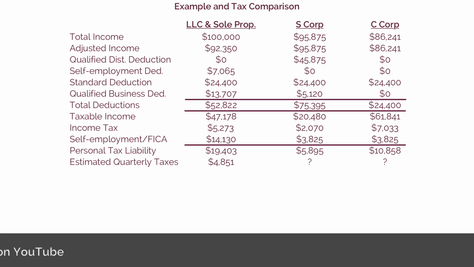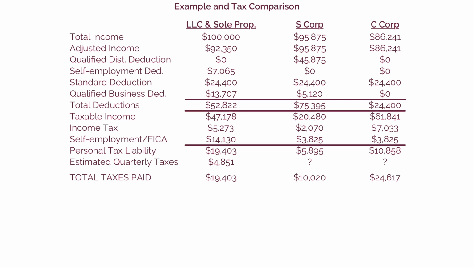So the total taxes paid is what we want to look at here. This is both what you paid on your personal income tax return, and if you're the C Corp, what you paid, that 21%. So total taxes paid, again, for the LLCs and sole proprietors, is going to be the same, $19,403. The S corporation is $10,020. Remember, we had some payroll taxes due earlier, and no income tax, whereas the C corporation has both. You have your personal tax liability plus your payroll taxes of the corporation plus the income taxes of the corporation. And this is all just the federal, and they pay the most, at $24,617.